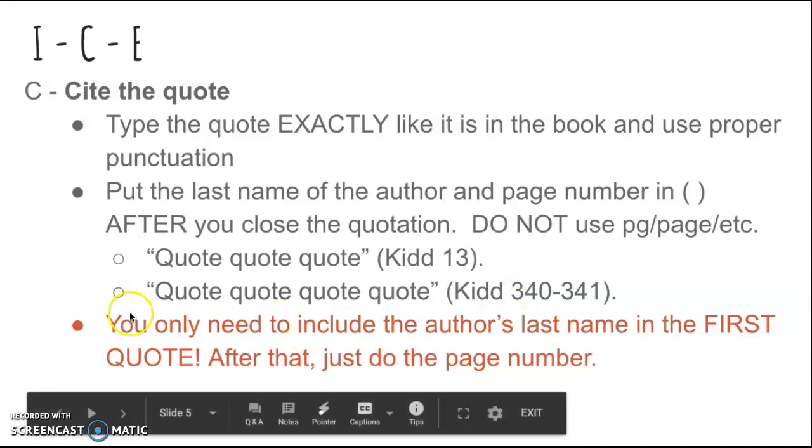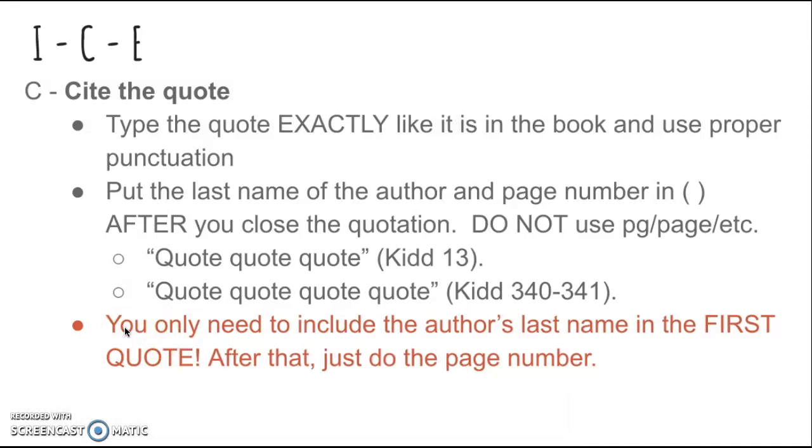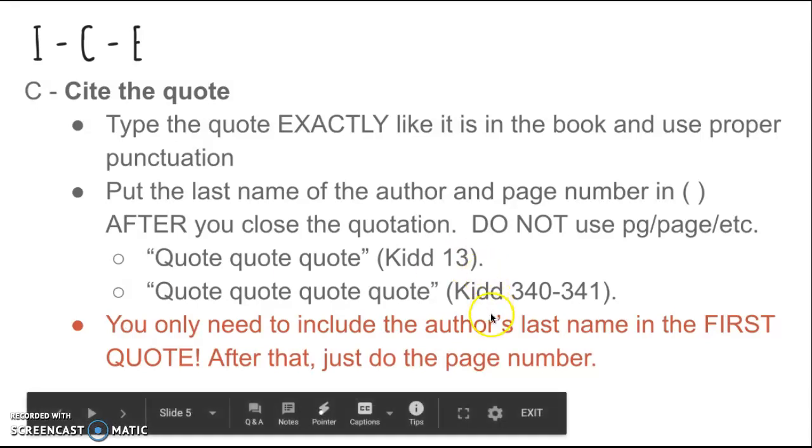An important thing to know is that you only need to include the author's name in the first quote. After that, you can just do the page number. Since we're using the same author every time, we only need to say her once, Sue Monk Kidd, in the very beginning, and then we say Kidd in the first quote we have, and then this second bullet is our second quote. You don't even need the Kidd part because we've already said it, and we're only working with one author.